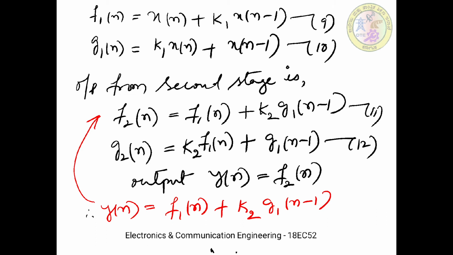Now in this equation we can replace f1 of n, because we know this f1 is from equation 9. So f1 of n is nothing but x of n plus k1 into x of n minus 1. So now we will substitute this.